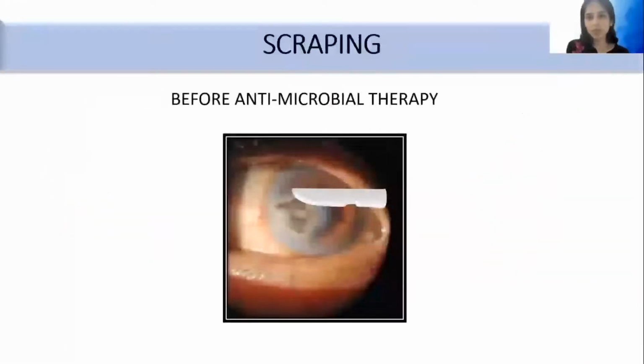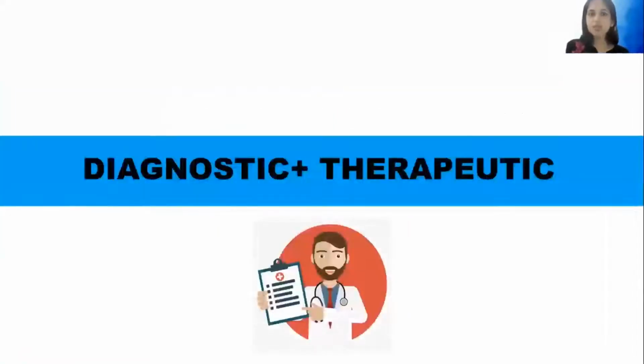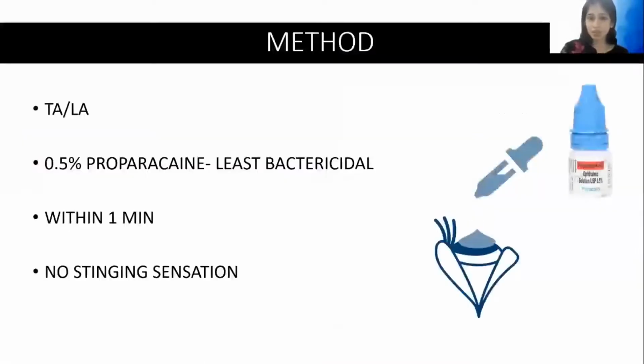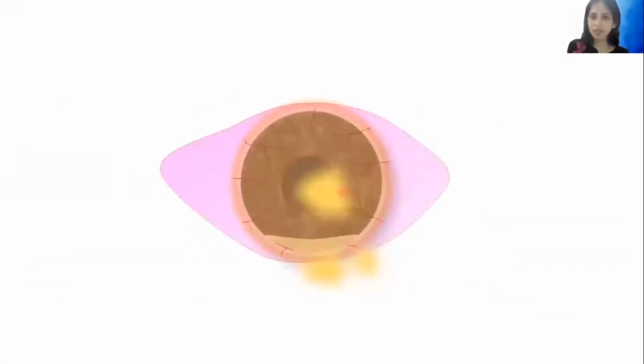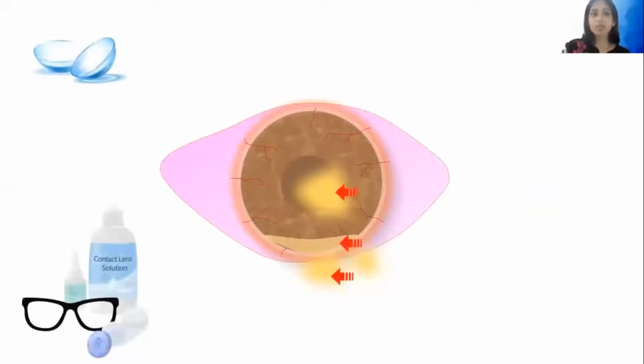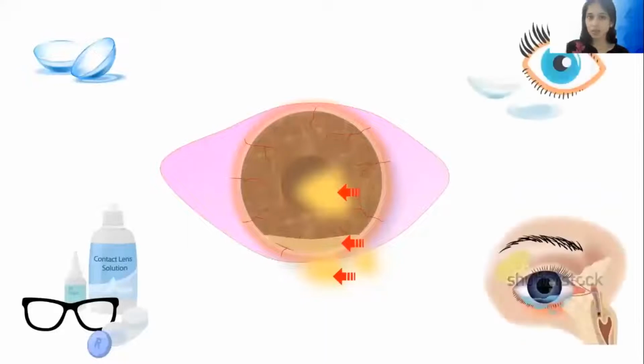Coming to microscopy. We perform scraping in all ulcers before we start antimicrobial therapy. This serves as a diagnostic as well as therapeutic purpose. This is done under topical anesthesia using 0.5% proparacaine. You can perform it under general anesthesia in children and people with mental retardation. You take the sample from the ulcer or from the conjunctival swab or from the lacrimal sac, or you can also perform a paracentesis and send for culture sensitivity. If the patient is on contact lens, you have to examine the contact lens as well as the contact lens solution. The most common instrument that we use is a number 15 blade in the OPD.